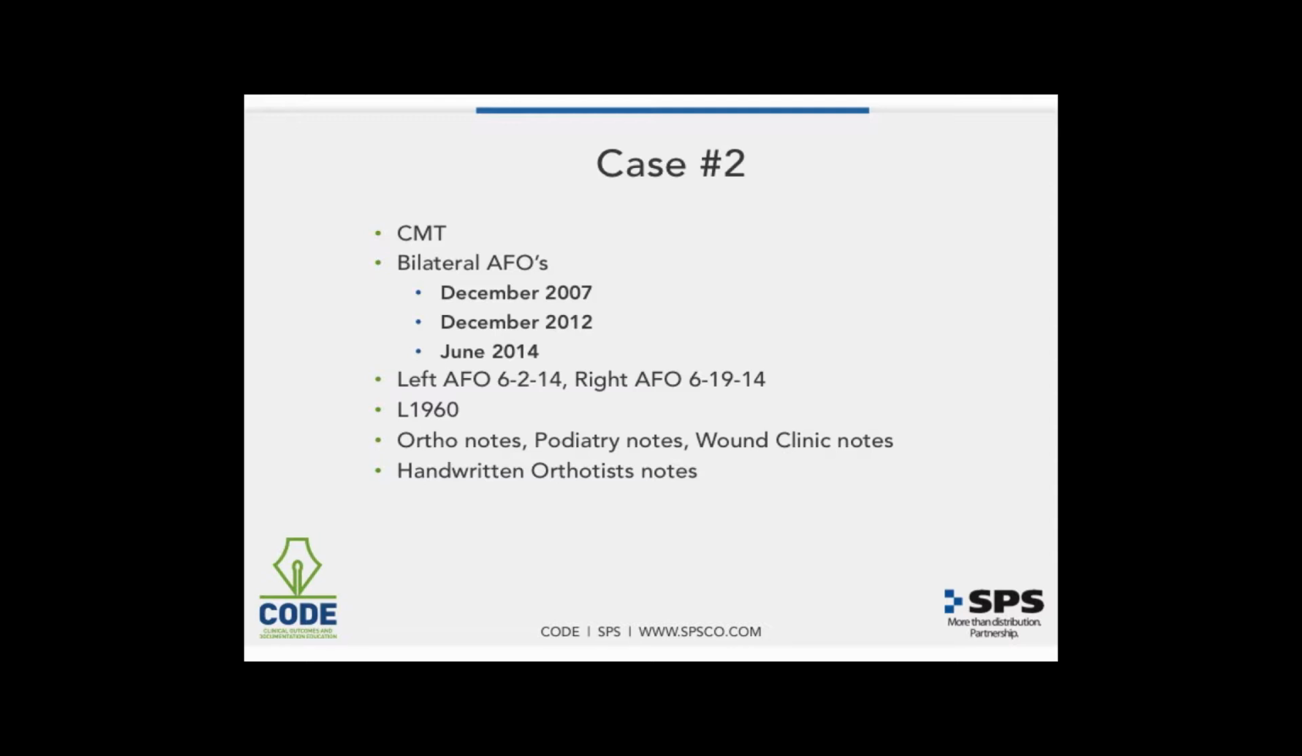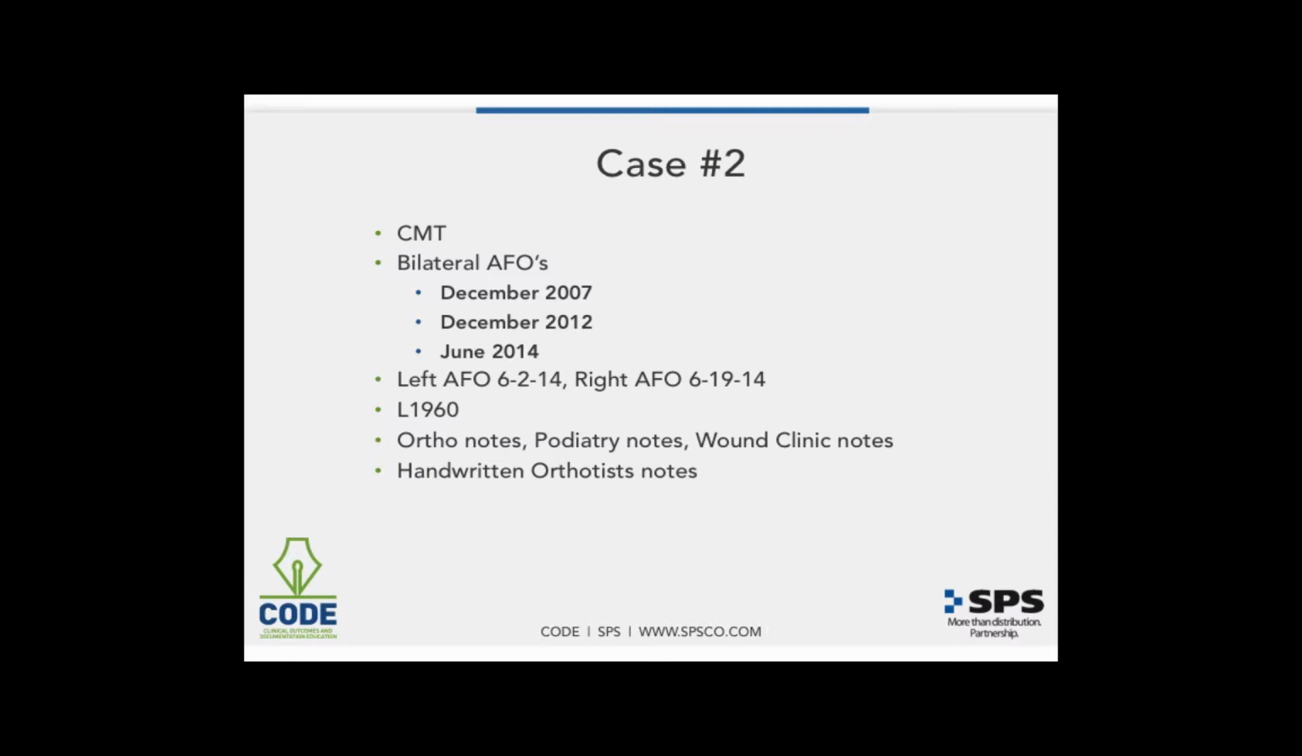So in this case, we have someone with Charcot-Marie-Tooth, who's wearing bilateral AFOs. And notice here the person got bilateral AFOs in December of 2007, in December of 2012, and then in June of 2014, they're asking for another pair of bilateral AFOs. That's a pretty quick turnaround on that last set, right? So that's just something to note.